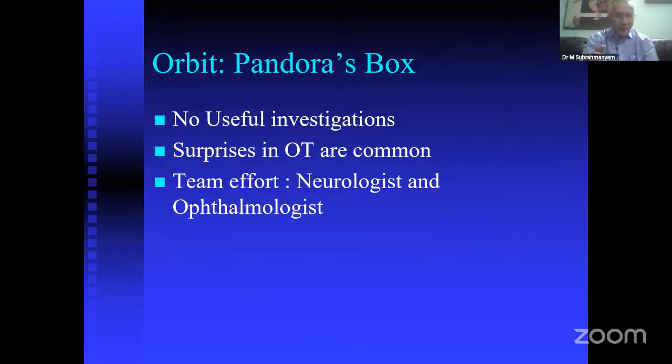So what they used to do is something like a team effort. It's the neurologist and the ophthalmologist together. They used to do the surgery under general anesthesia, so that if there is any unexpected extension into the brain or the surrounding structures, the neurologist will come to help. For this reason, it was more a team effort rather than an individual orbital surgeon's effort in the good olden days.